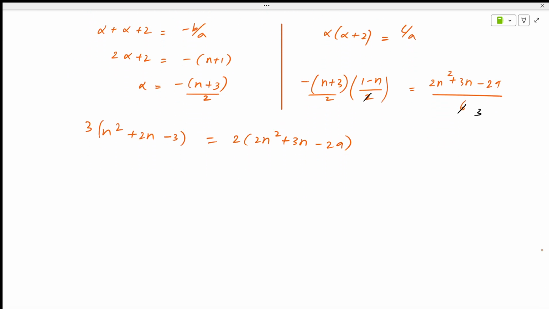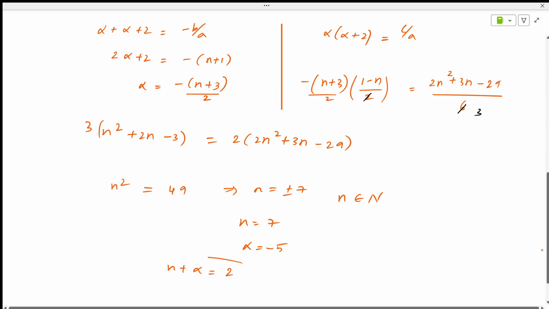So this becomes 4n square minus 3n square is n square. 6n minus 6n becomes 0. Minus 58, if you send it to the other side, you will get minus 9 plus 58, which is equal to 49. So n is equal to plus or minus 7. Since n belongs to natural numbers, n equal to 7. If you substitute n equal to 7 here, you will get alpha equal to minus 10 by 2, which is minus 5. So n plus alpha is equal to 2. So the first answer is 2.